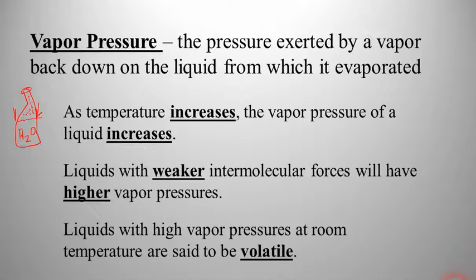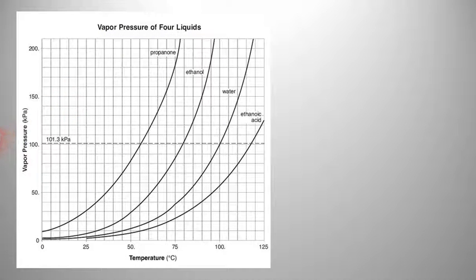We look at another factor here. If you have a liquid that has a high vapor pressure at room temperature, that's said to be a volatile liquid. So normally, water doesn't have a very high vapor pressure at room temperature, so it's not that volatile. Acetone, on the other hand, yes, it evaporates very readily. It has a higher vapor pressure at room temperature, so we say it's a volatile liquid.